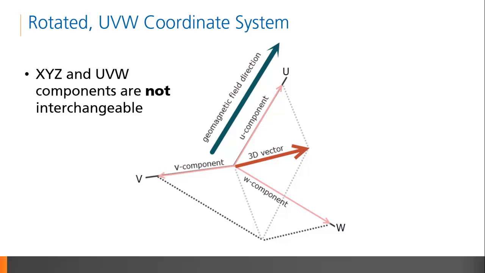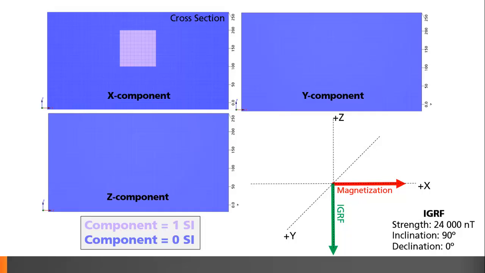The same magnetization vector may be represented in either the UVW or the XYZ coordinate system, but it is important to note that the components are not interchangeable. Turning back to our prism example, you'll recall that the magnetization is easterly and the Earth's inducing field is pointing straight down with an inclination of 90 degrees. In the Cartesian or XYZ coordinate system, the magnetization is given by a single component, the positive X component. Cross-sections through the same part of the model space show that only the X component has a non-zero value in the vicinity of the prism.